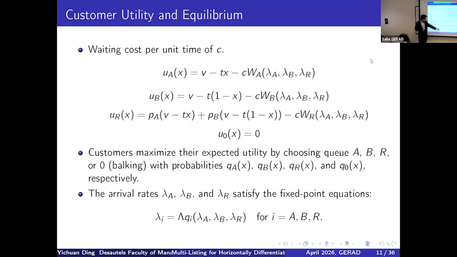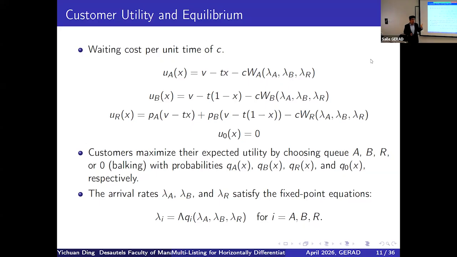So the arrival rate for each Q is the total arrival rate times the choice probability. The choice probability depends, of course, on the waiting time, right? So the customer sees the waiting time of each Q, and then he will decide which Q he wants to choose based on his parameter X. He basically compares these four options and sees which option gives him the maximal utility.